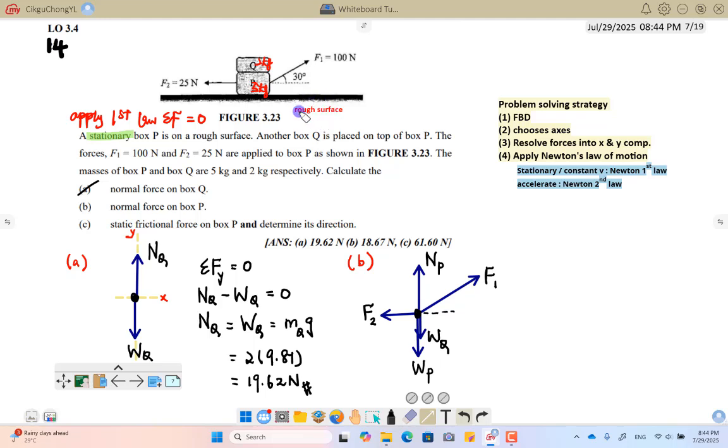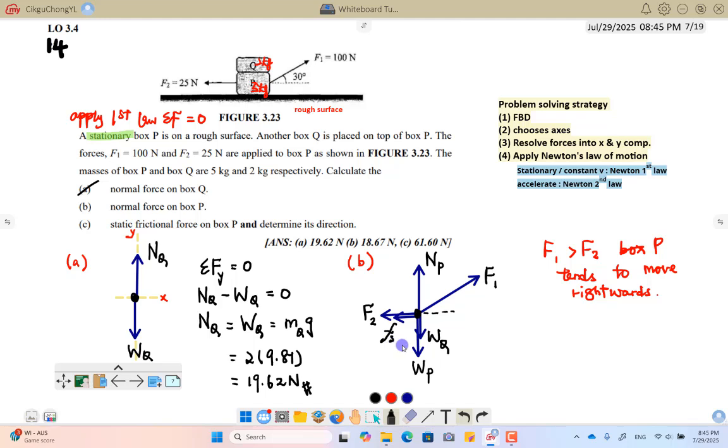Since the surface is rough, we are going to have a static friction force acting on object P. If we refer to the applied forces given, our F1 is greater than F2, so box P tends to move rightwards. The static friction force will act leftward, opposite to the tendency of motion. So this will be our Fs.